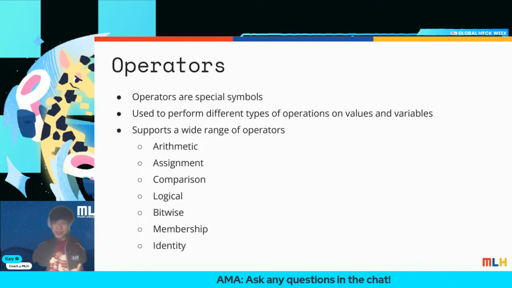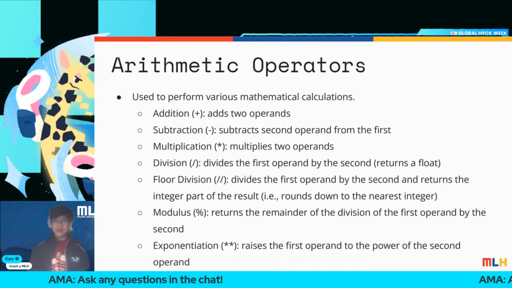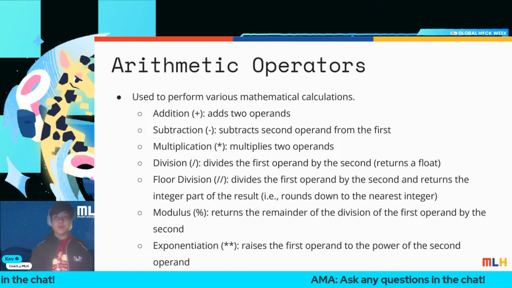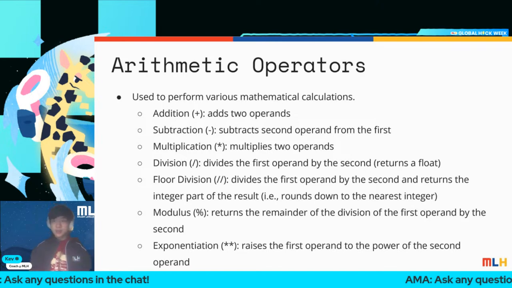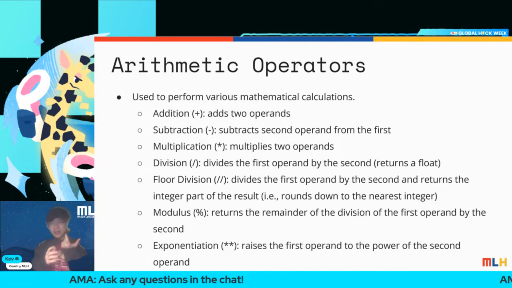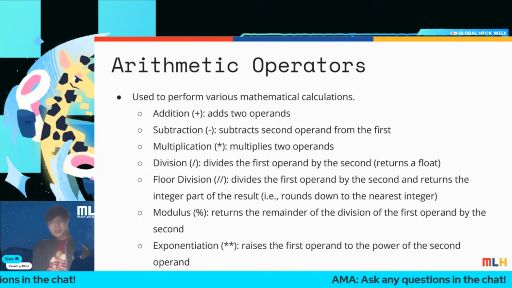The first category we're going to look at more in depth is arithmetic. There we go. That's the English word. Arithmetic operators are used to perform various mathematical calculations, such as addition, where you can use the normal plus sign you're all used to, to add two operands together. You can use subtraction, which you're pretty used to. It's the simple minus sign, right?